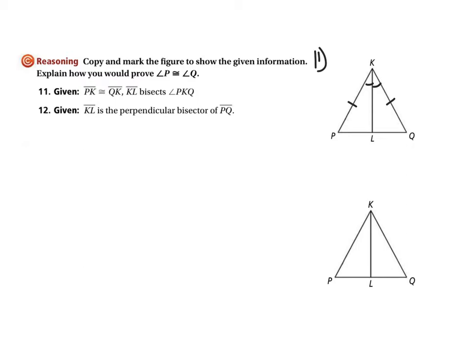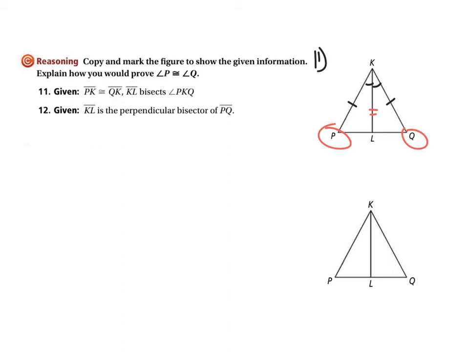Now, explain how you would prove that angle P is congruent to angle Q. The first thing that we would do is we would identify this side as reflexively congruent to itself, and then through side angle side, we would prove the triangles are congruent, and then we could use corresponding parts of congruent triangles are congruent to say that angle P is congruent to angle Q. So that's what we would do for that one.